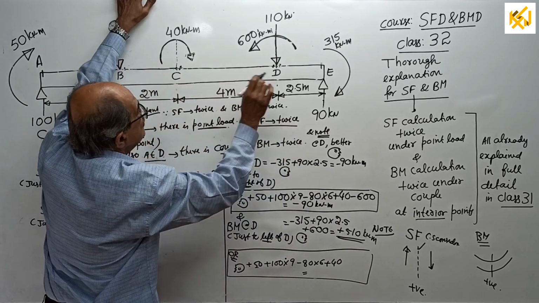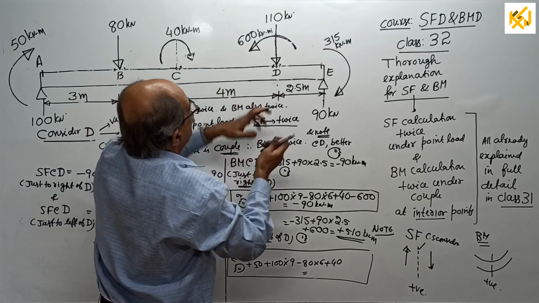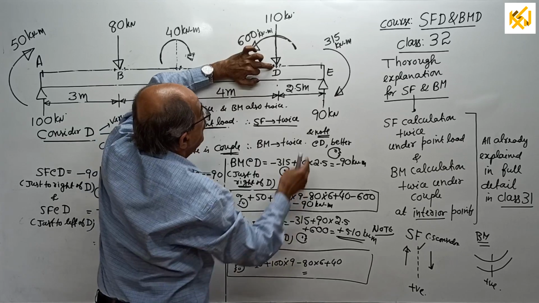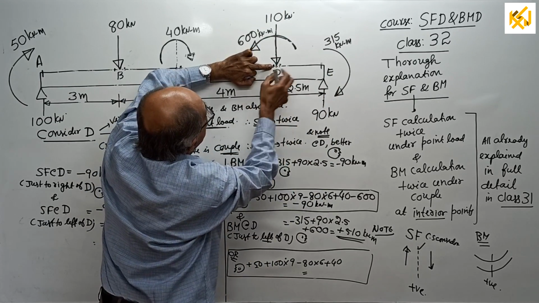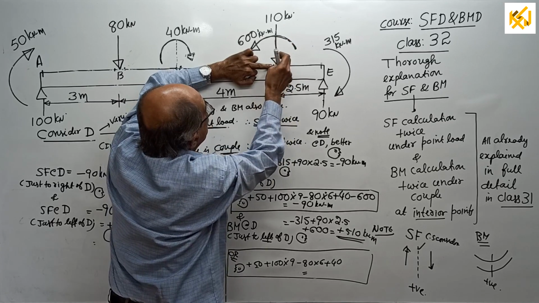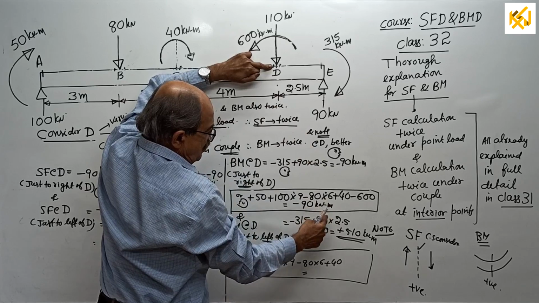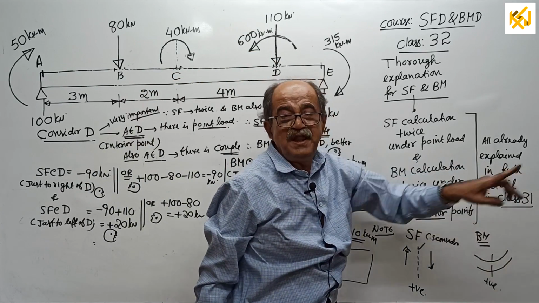Okay, now, the bending moment just to left of D. See here. Look this side. Minus 315 plus 90 into 2.5. Since you are just to left of D, your couple is acting here. You can see the couple. See, plus 600. Class number 31. Very thoroughly explained. Go through it again.